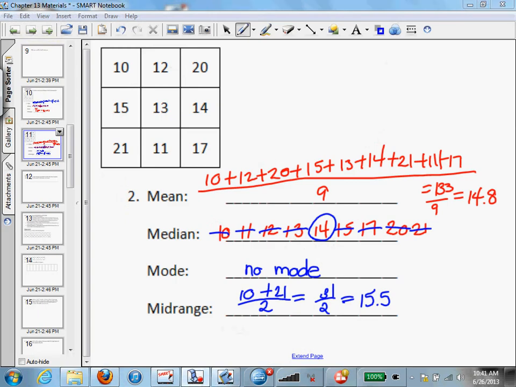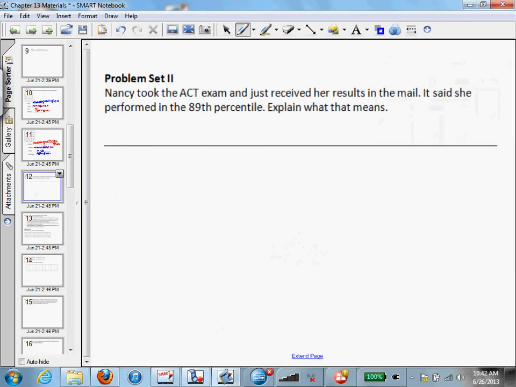Okay, looking at how much time we have left. Doing great. So now let's look at the next piece.